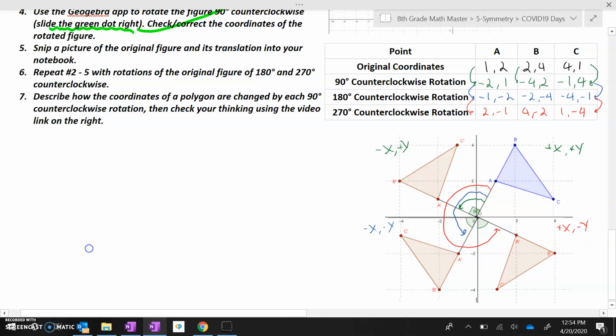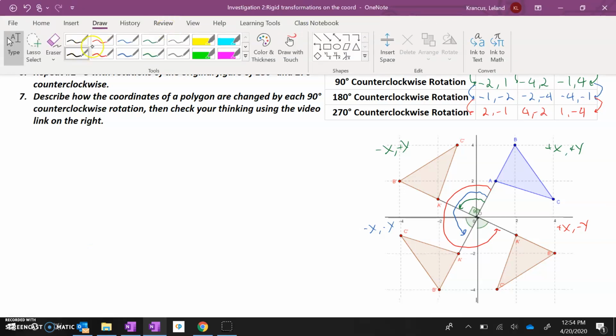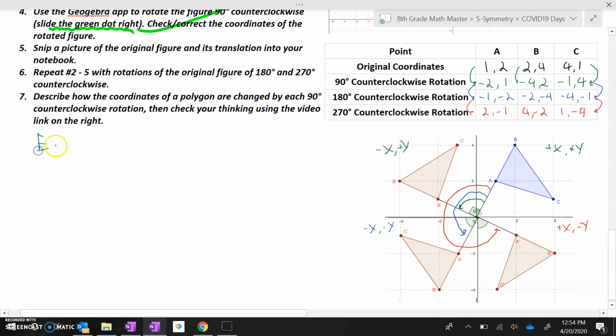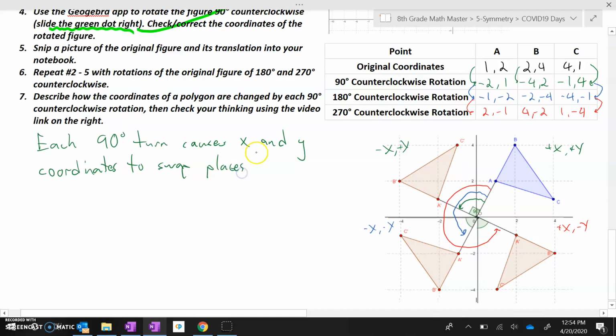So just to recap what's happening here, I'm going to recap this just under number 7, is that each 90-degree turn causes your x and y coordinates to swap places. Okay, so if you have your X and your Y, they are switching spots. So they swap places. And the resulting sign on your coordinates matches the signs of the quadrant that the shape lands in.